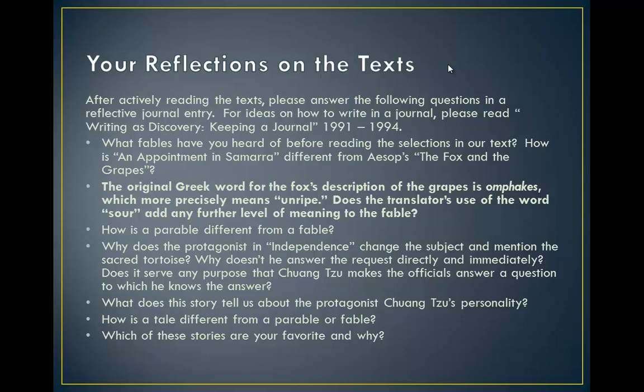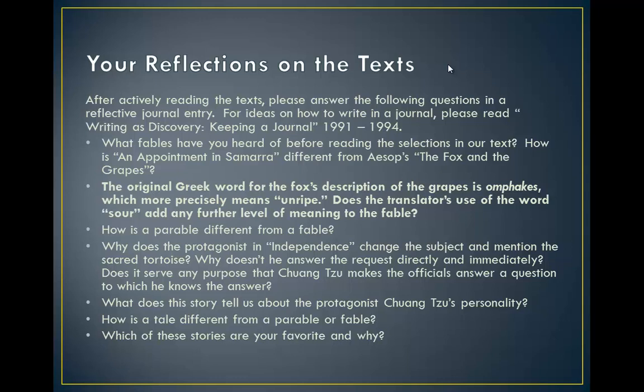So here's the questions. What fables have you heard of before reading the selections in our text? How is The Appointment in Samara different from Aesop's The Fox and the Grapes? The original Greek word for the fox's description of the grapes is omphakes, which more precisely means unripe. Does the translator's use of the word sour add any further level of meaning to the fable? How is a parable different from a fable?